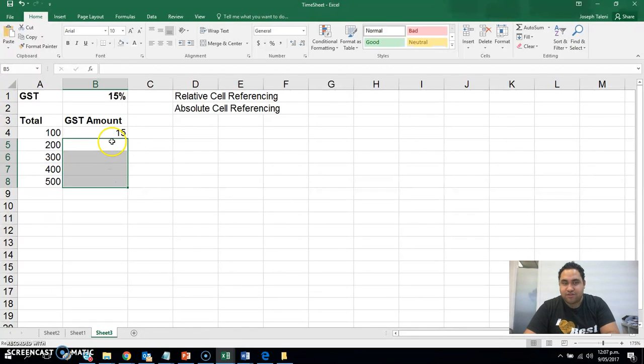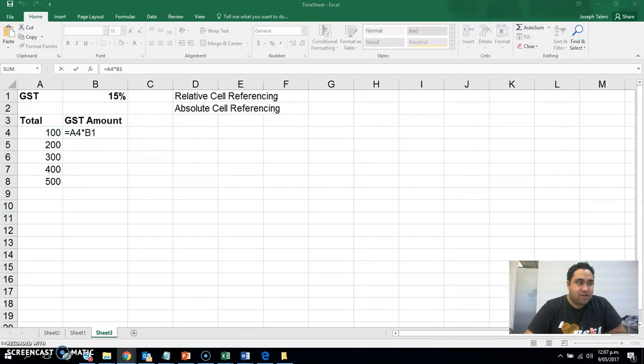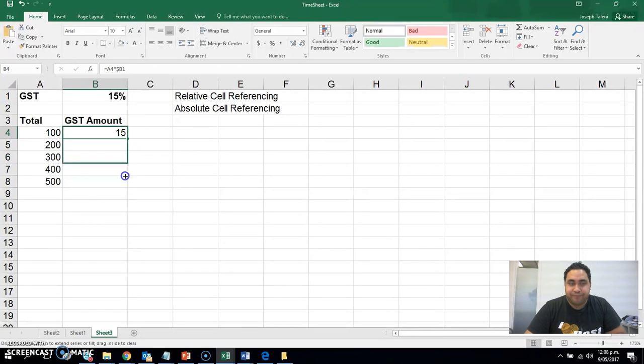So how do we avoid relative cell referencing? Now this is what we're going to learn in this lesson. This is normally done with a dollar sign. So if I put a dollar sign here, the dollar sign will mean that any autofill that I do will make sure that it's only stuck at B. So let's see what happens here. You'll notice it's still the same now.